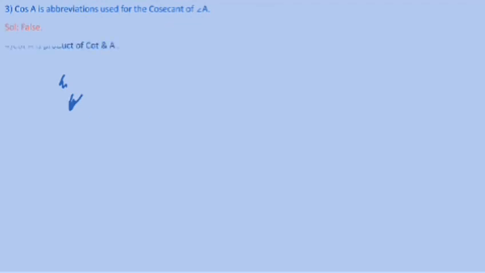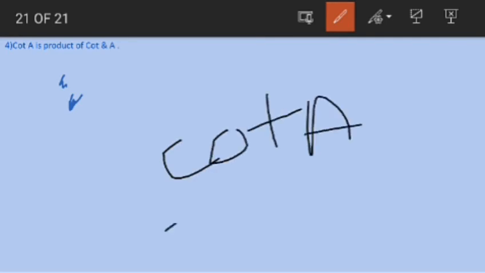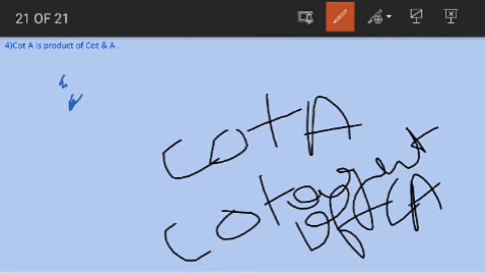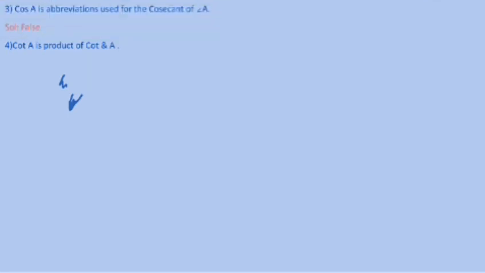Now question 4, is cot A the product of cot and A? Is it true or not class? No, as I mentioned in my previous video, cot A is cotangent of angle A. Cotangent of angle A, not the product of cot and A. Therefore, the statement is wrong. Therefore, cot A is not the product of cot and A. It is going to be false. Cot A is the abbreviation used for the cotangent of angle A.